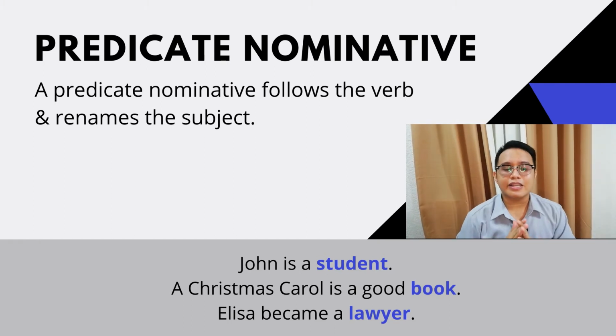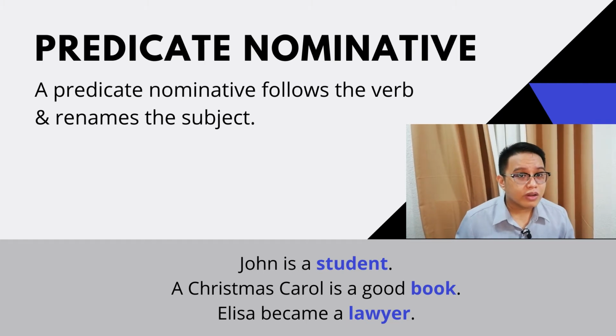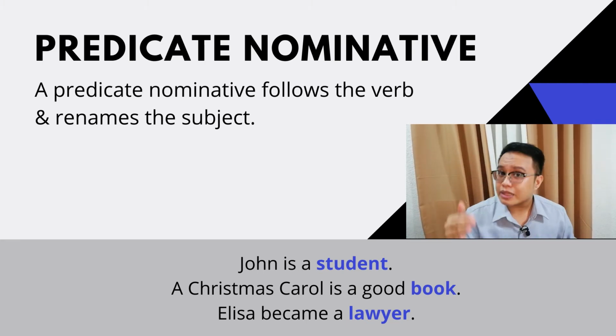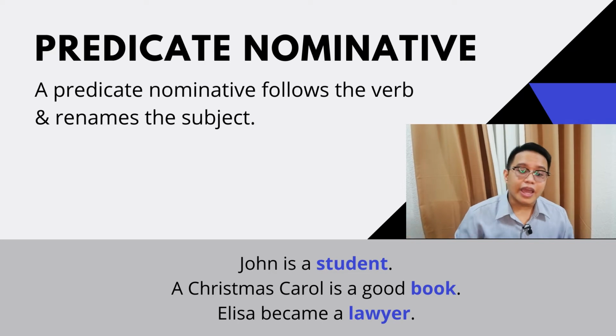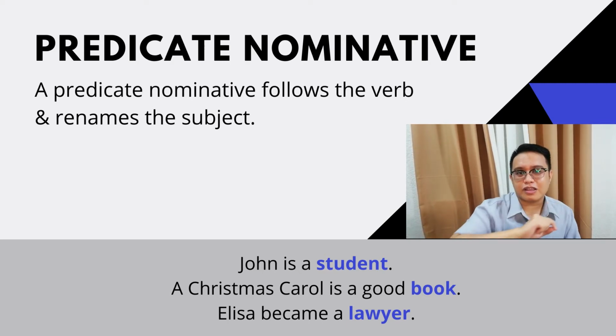Again, here in our second example, A Christmas Carol is a good book. What is a good book? A Christmas Carol. A Christmas Carol is what? A book, di ba? And what is the connecting verb? The connecting verb is a linking verb, is. So, book there is a predicate nominative because it renames the A Christmas Carol.